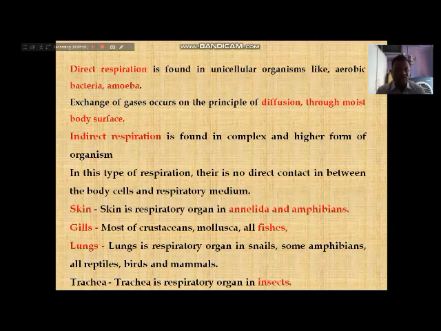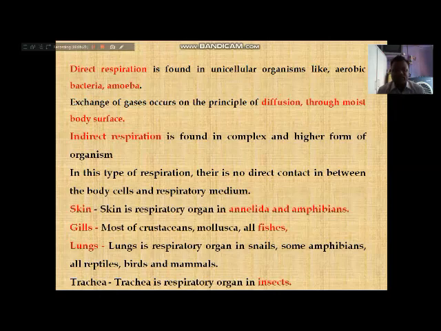So here they can absorb the oxygen directly through the surface by diffusion, through moist body surfaces, direct absorption. Then it is called the direct mode of respiration. And another one is indirect. They can't take oxygen directly.